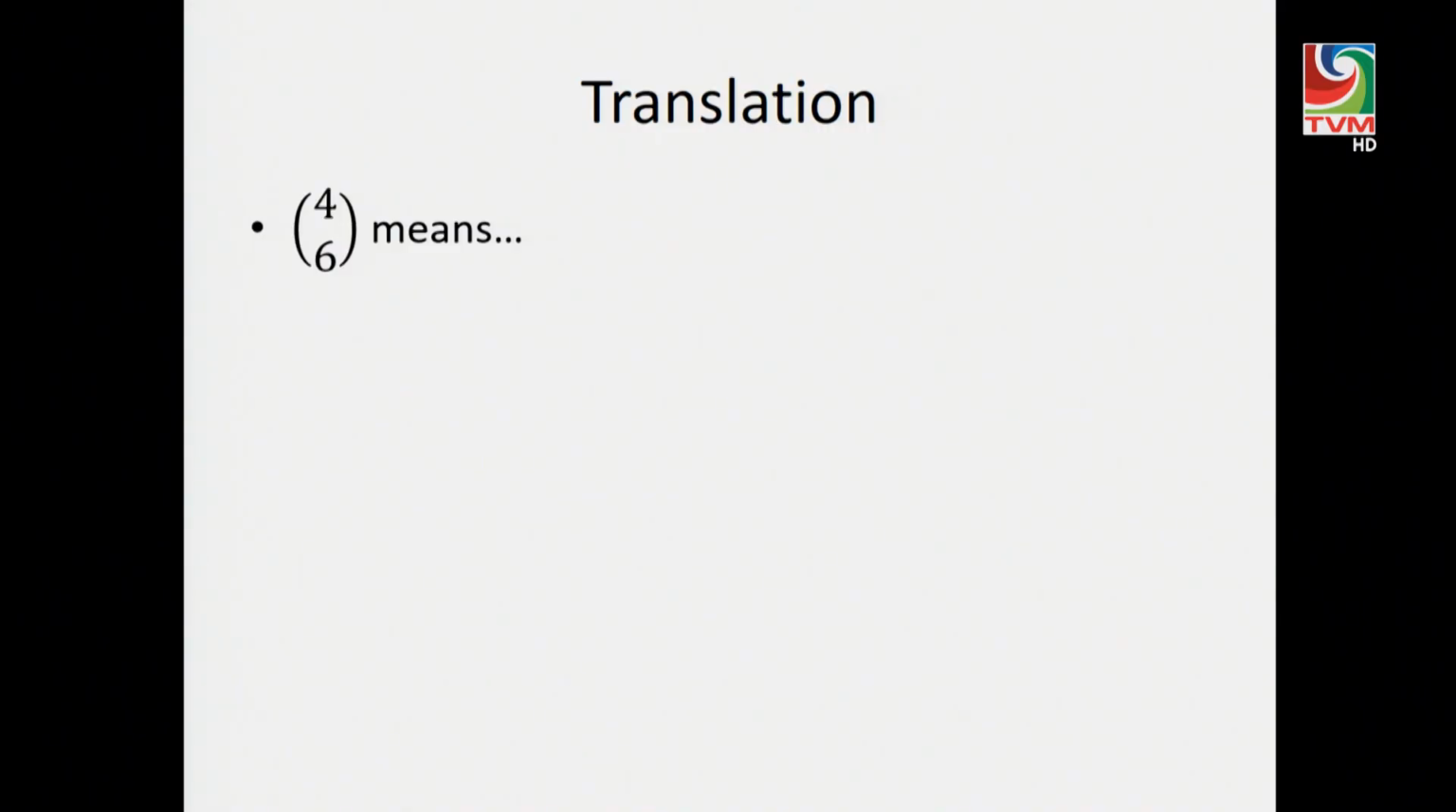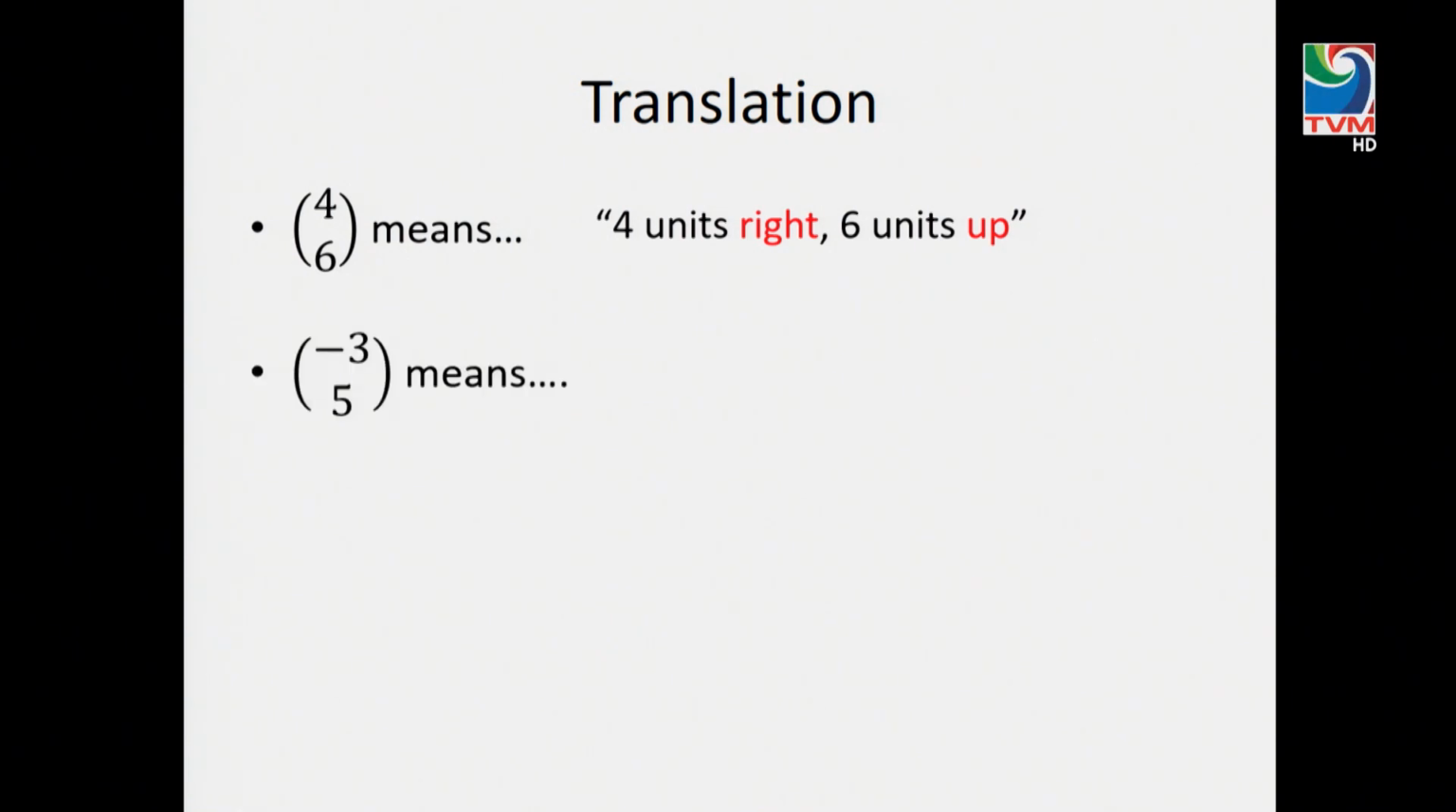So, here are given some column vectors, translation vectors. Now, what it means, if you have positive 4 and positive 6, this means you have to move your object 4 units to the right and 6 units up, because both the values are positive. A translation vector of -3, 5. Here the first value is negative. So, the first value indicates whether you are going to move the object to the right or to the left. Since this value is negative, it means you have to move the object 3 units to the left and 5 units up, because the second value is positive.